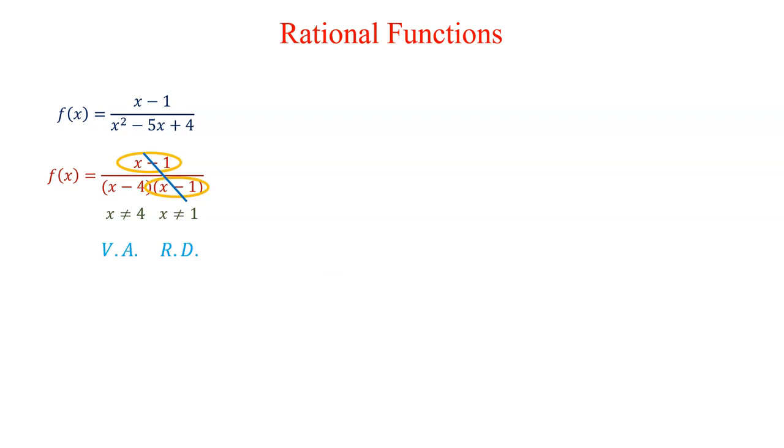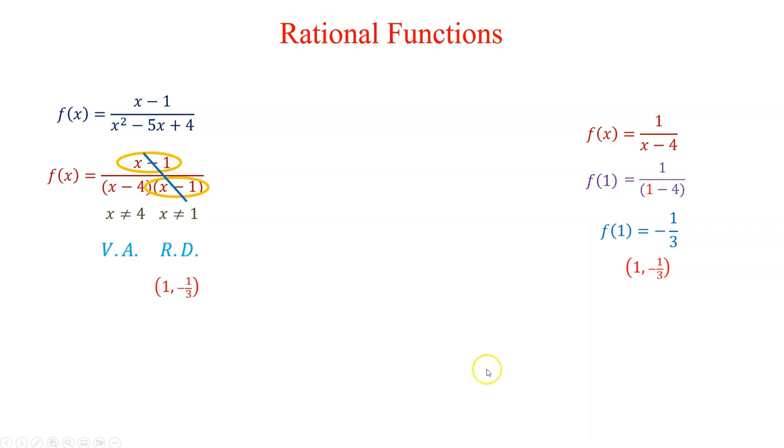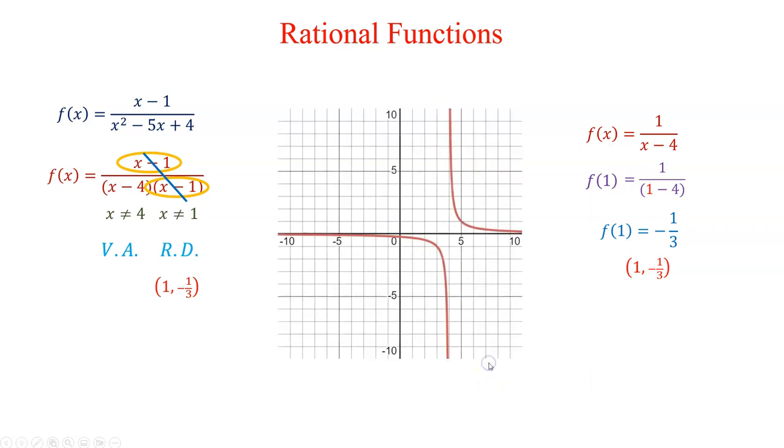So your task now is just to determine the coordinates for your removable discontinuity. So like before, we'll write the simplified version. We'll substitute that value that is restricted. When we substitute, we end up with, in this case, negative 1/3. So we have coordinates (1, negative 1/3). So that point will be the hole in our graph. That will be the removable discontinuity.